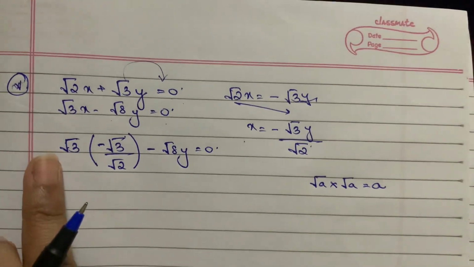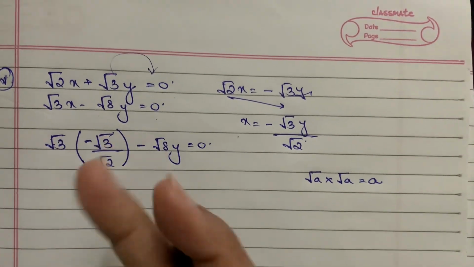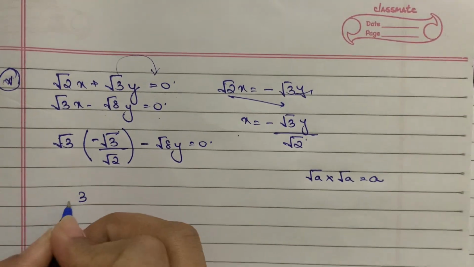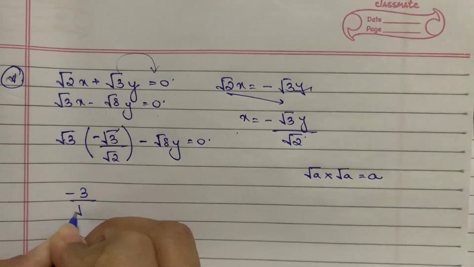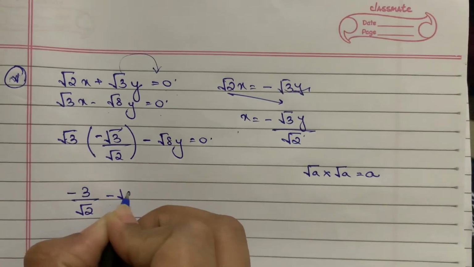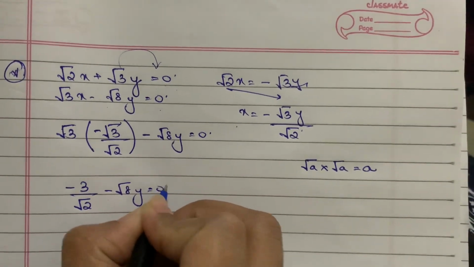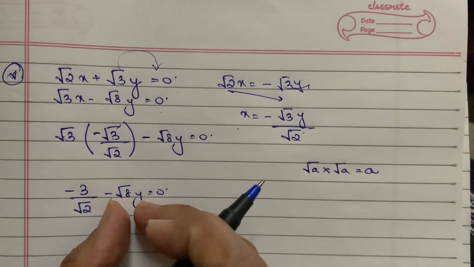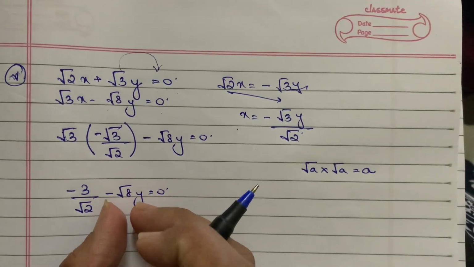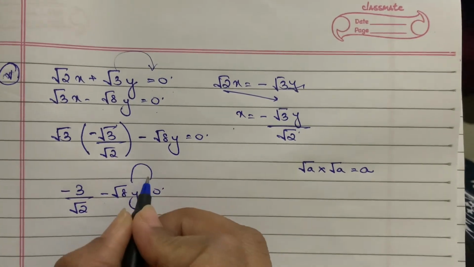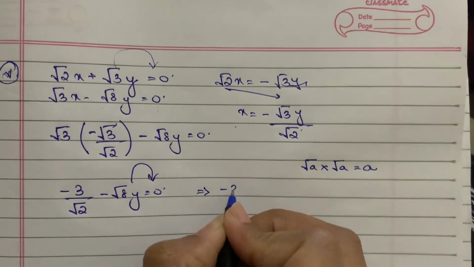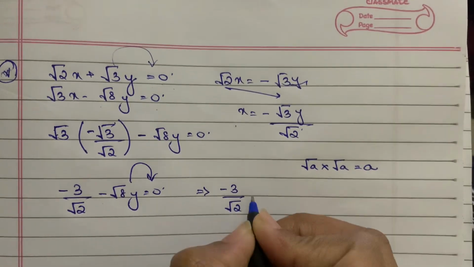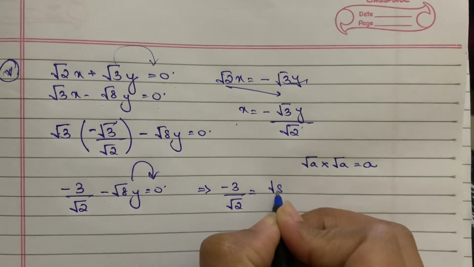Okay, so that way root 3 into root 3 is 3. The negative sign remains here, and you have root 2 minus root 8y is equal to 0. Now we are going to separate the terms. This is a term with a variable, so we're going to send it over the other side. This is going here. It becomes minus 3 upon root 2 is equal to root 8y.